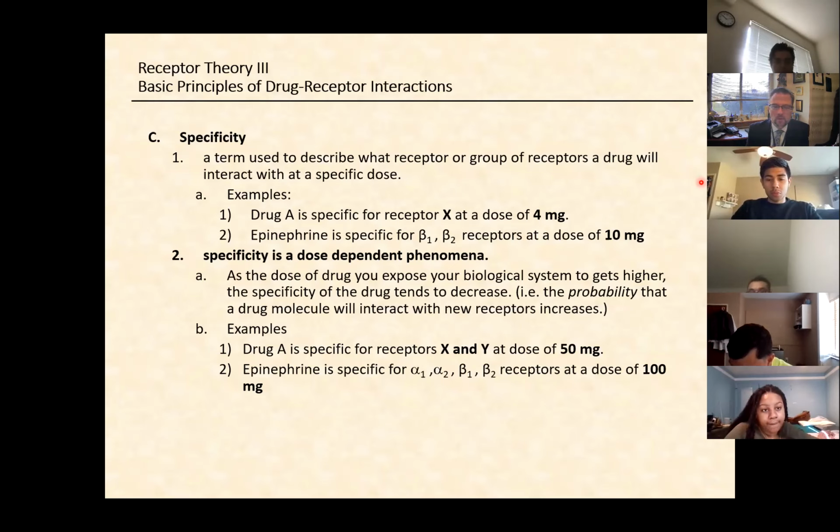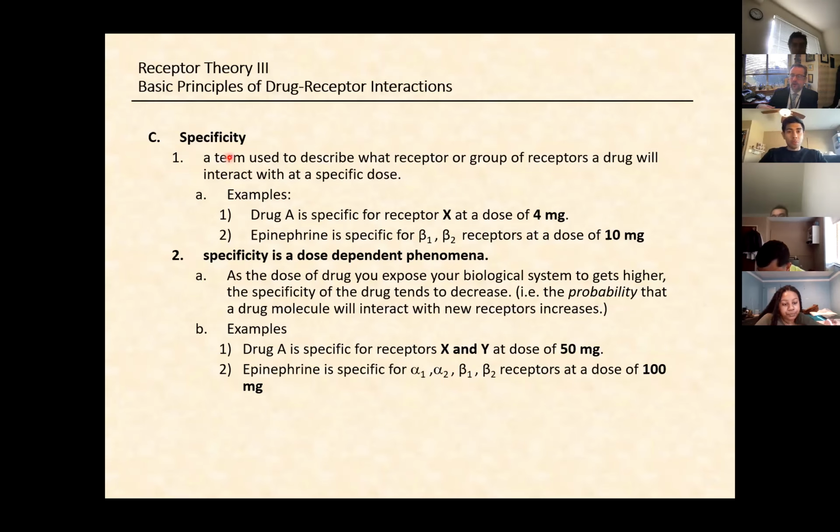All right. So the other thing I like to say about specificity is that when we talk about specificity and you're doing a specific example, it's important to actually list out the specific receptors that a ligand will interact with. For example, drug A is specific for receptor X at a dose of 4 milligrams. So we're naming the actual receptor that we're talking about here, okay?